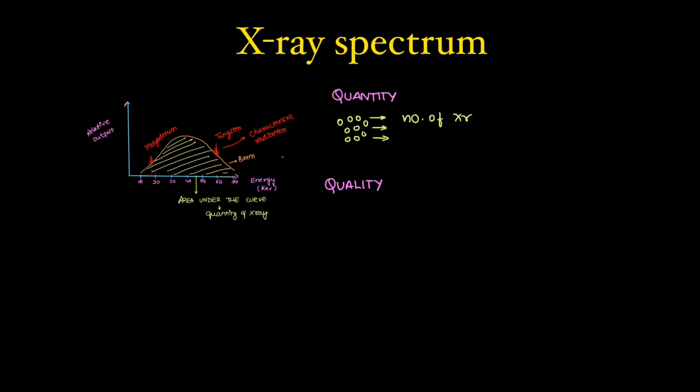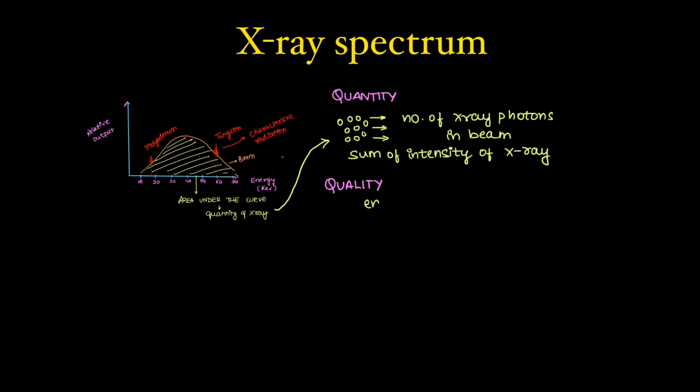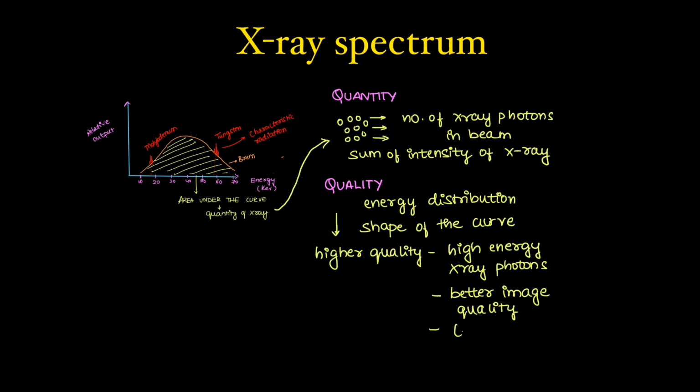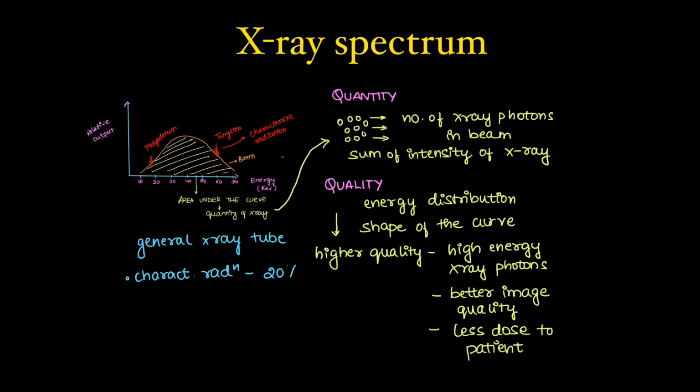We look at two important concepts, that is quantity and quality of X-ray. Quantity in simpler terms is the number of X-ray photons in an X-ray beam. That is represented by area under the curve. It sums the intensity of the X-ray. Quality is the energy distribution or the shape of curve. Higher the quality, higher energy X-ray photons are present in the beam. So better image quality, lower exposure or radiation dose to the patient. In general X-ray tube, characteristic radiation is 20%, Bremsstrahlung is more majority or 80%.